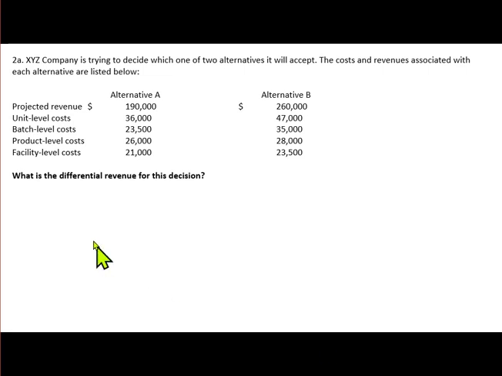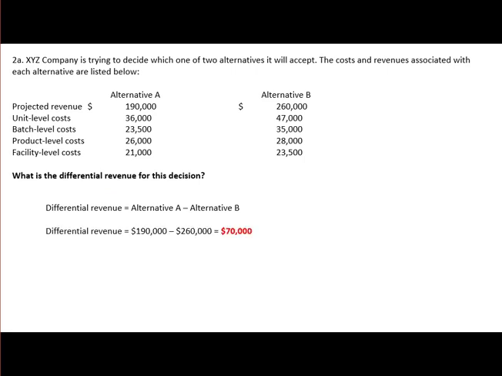Second question, what's the differential revenue for this decision, alternative A versus alternative B? And all we're looking at is differential revenue. So that would be the $190 for A versus the alternative B, which is $260, and the differential revenue is $70,000. And it looks like it's in favor of B.